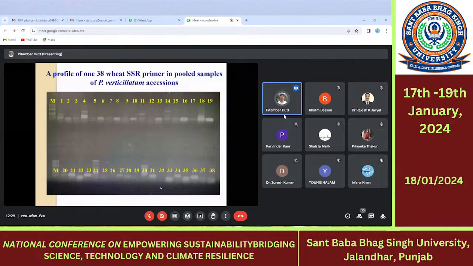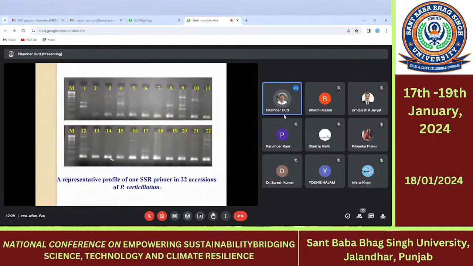And you can see the profile of the 38 wheat SSR primers in the pooled samples of Polygonatum verticillatum. There is amplification of the primers in the Polygonatum verticillatum DNA. And this is the profile of the SSR primers in 22 accessions of Polygonatum verticillatum.